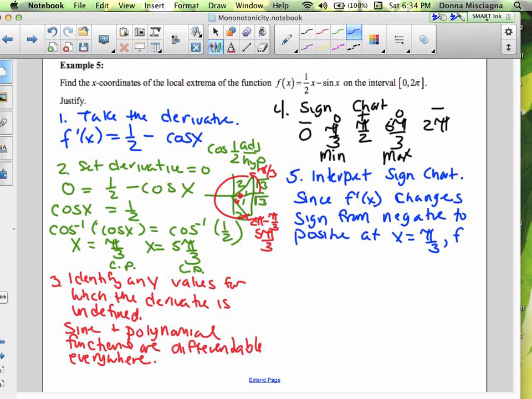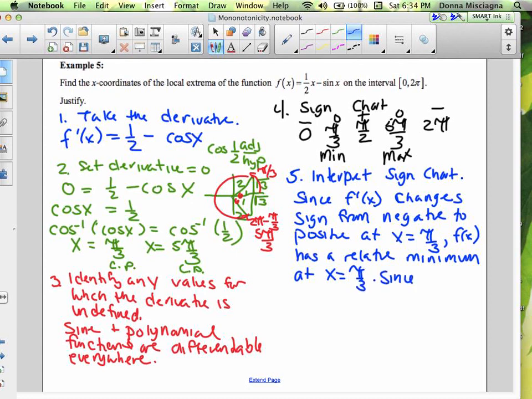F of x, you want to make sure you reference back to f of x, is that's who's got the, in this case, minimum. F of x is the one with the minimum. F of x has a relative minimum at x equals pi thirds.